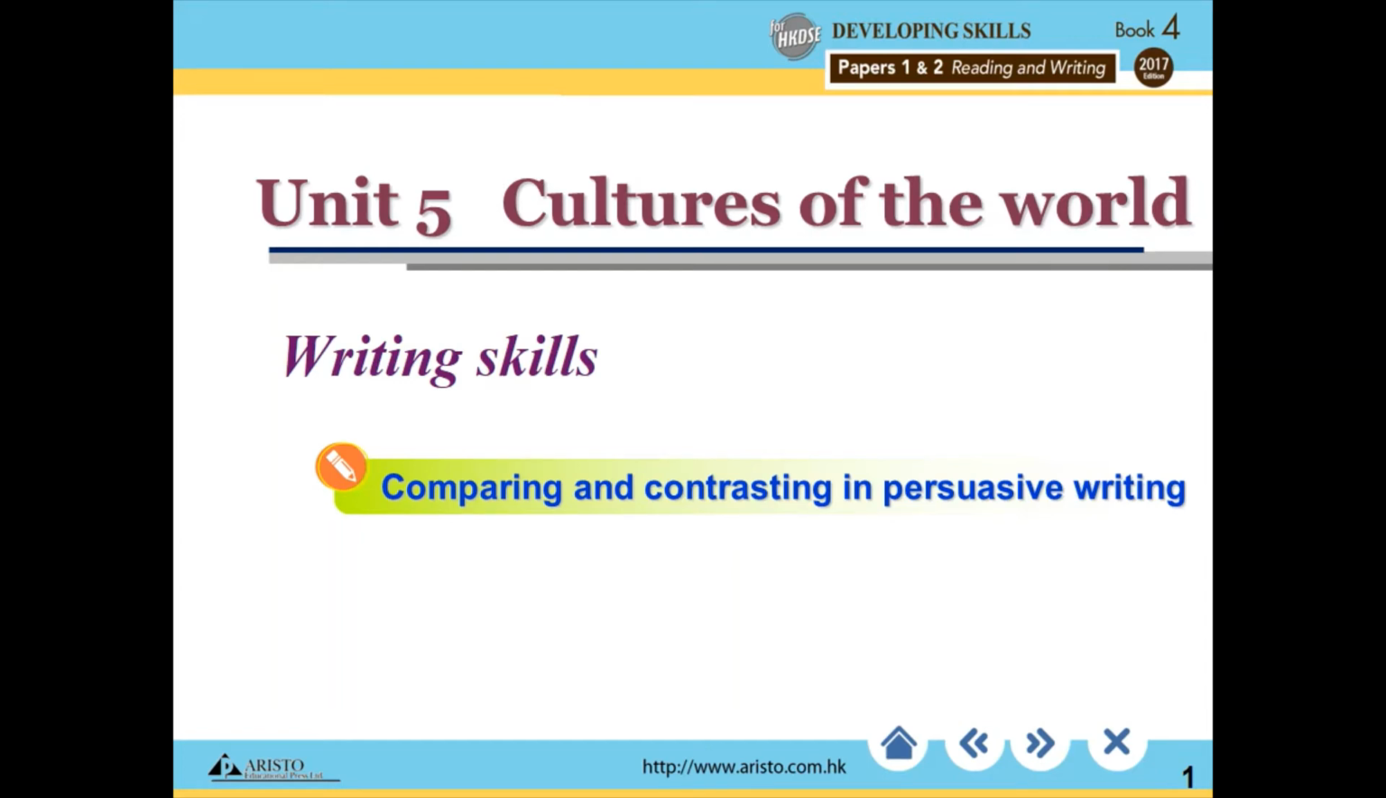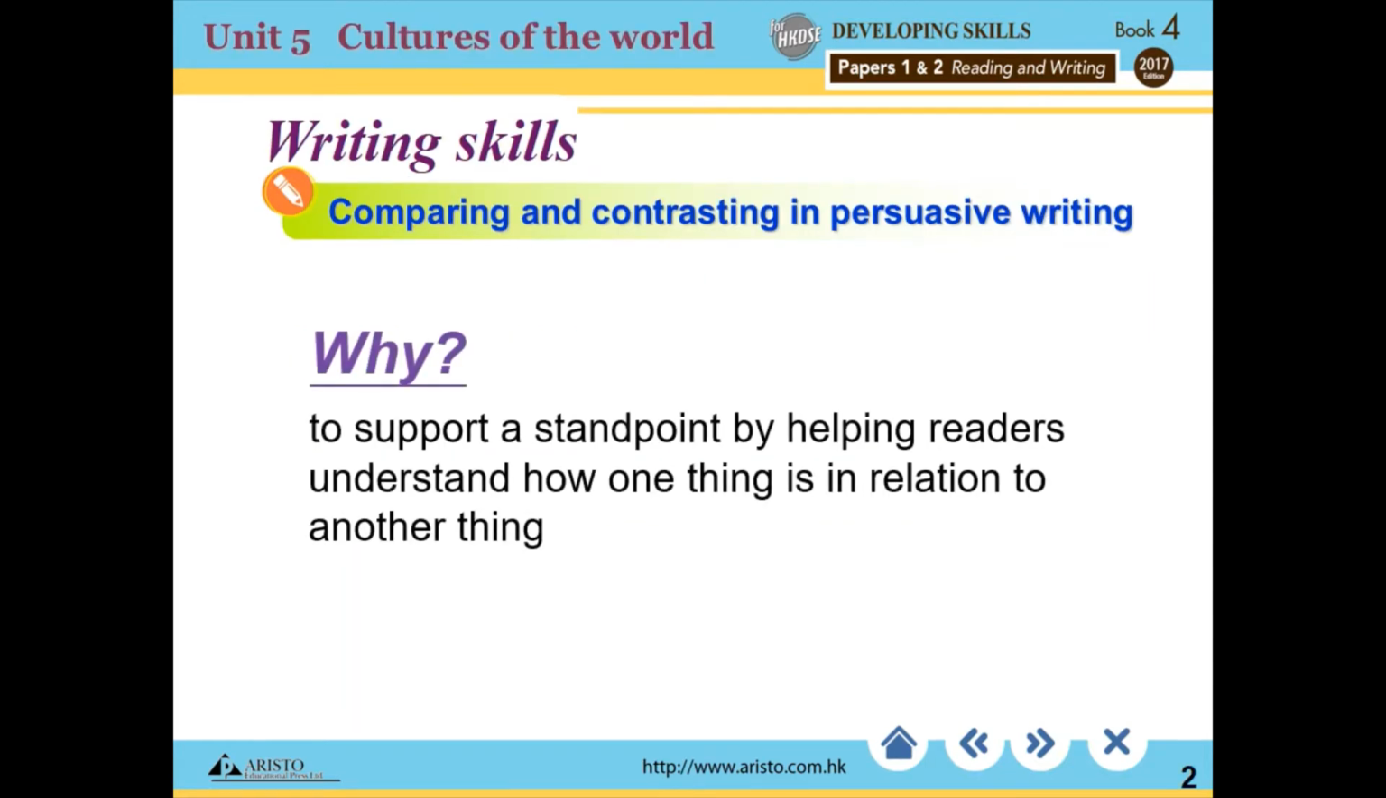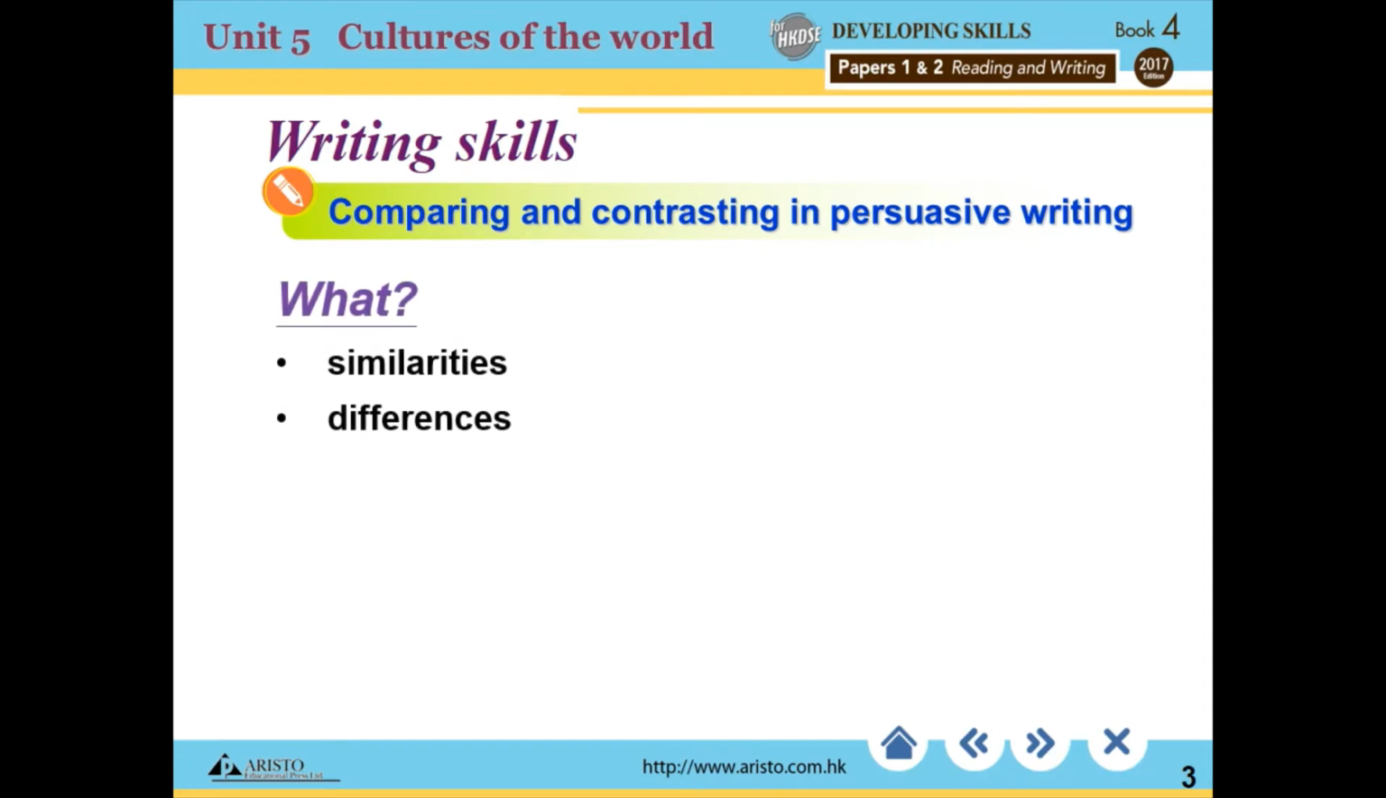In Unit 5, you'll learn about comparing and contrasting in persuasive writing. So what is the purpose of comparing and contrasting in persuasive writing? We do this to support a standpoint by helping readers understand how one thing is in relation to another thing. When we compare and contrast two things, we want to point out their similarities and differences.